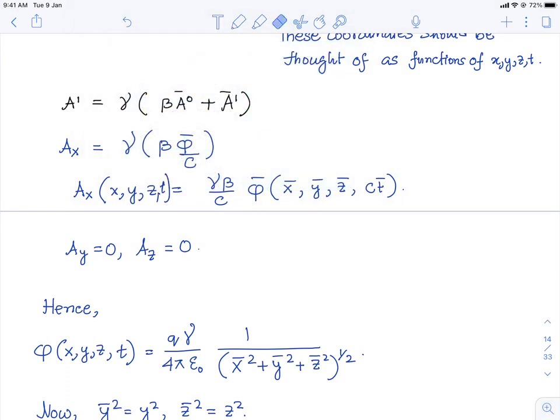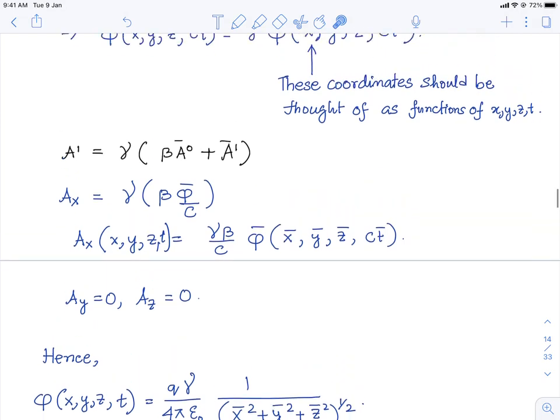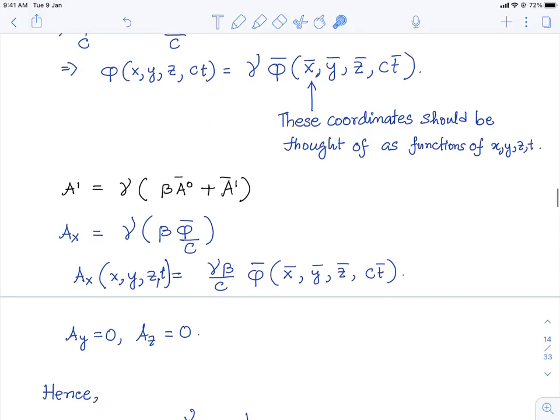This is the coordinate in the S frame, and we not only have to make a transformation of the components because these are vectors, we also have to make a transformation of the coordinates of which these are functions. These things are functions of the coordinates, and the coordinates also have to be transformed. So there are two things that we have to do if we want to find the potentials in the S frame. And of course A y and A z are 0, because both A y and A z in the primed frame are 0.